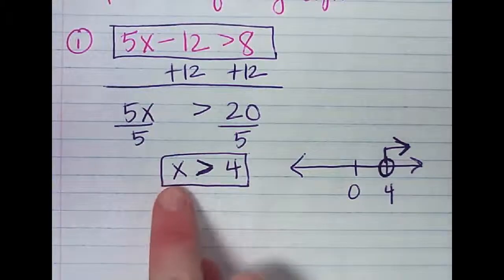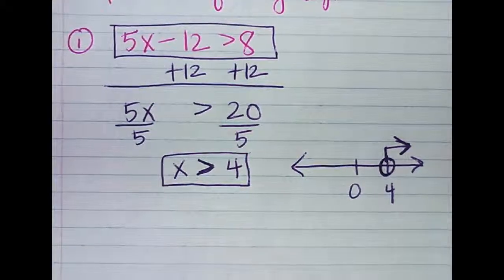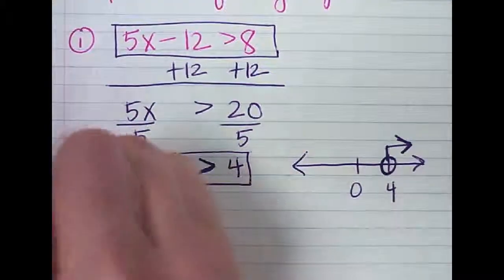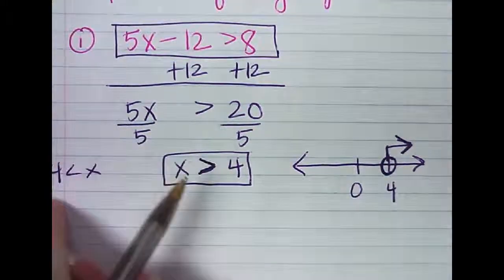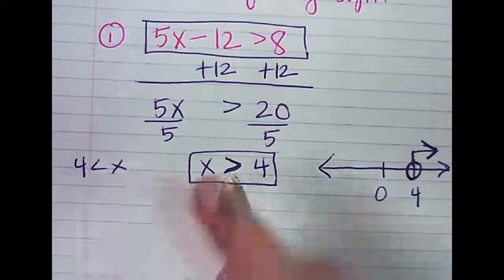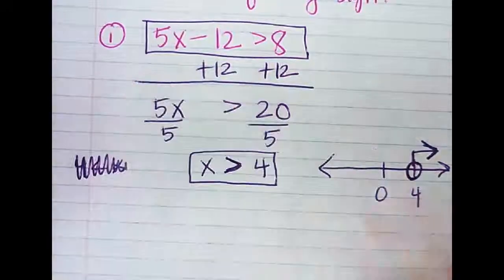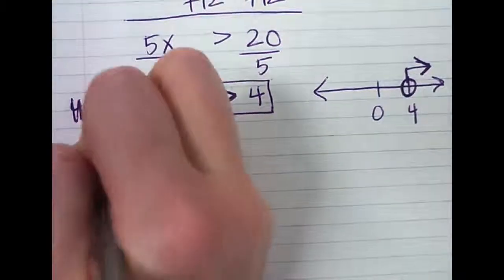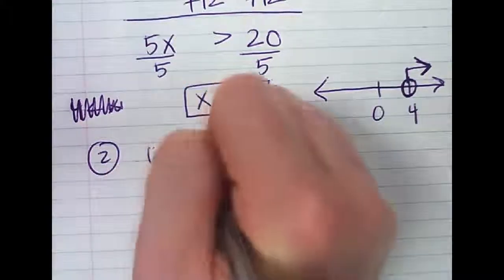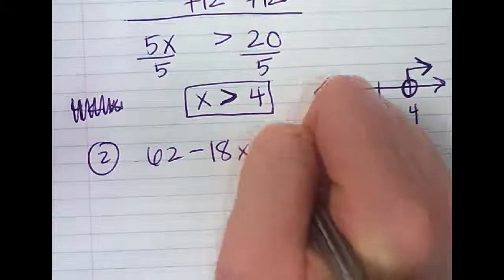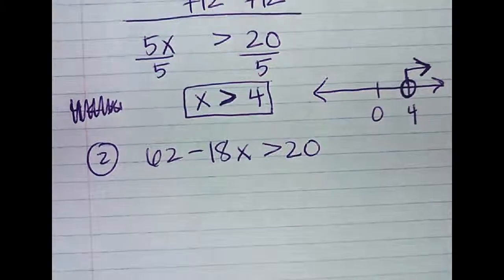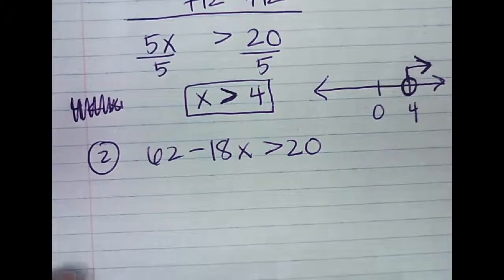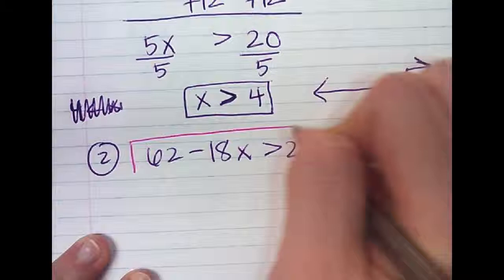Okay, but that's only if the x is on this side. If you write 4 is less than x, I'll still accept that as your answer. That's fine. It just doesn't help you graph it. So whatever works for you. Okay, number 2. That's a 6. It's a fat 6, sorry.